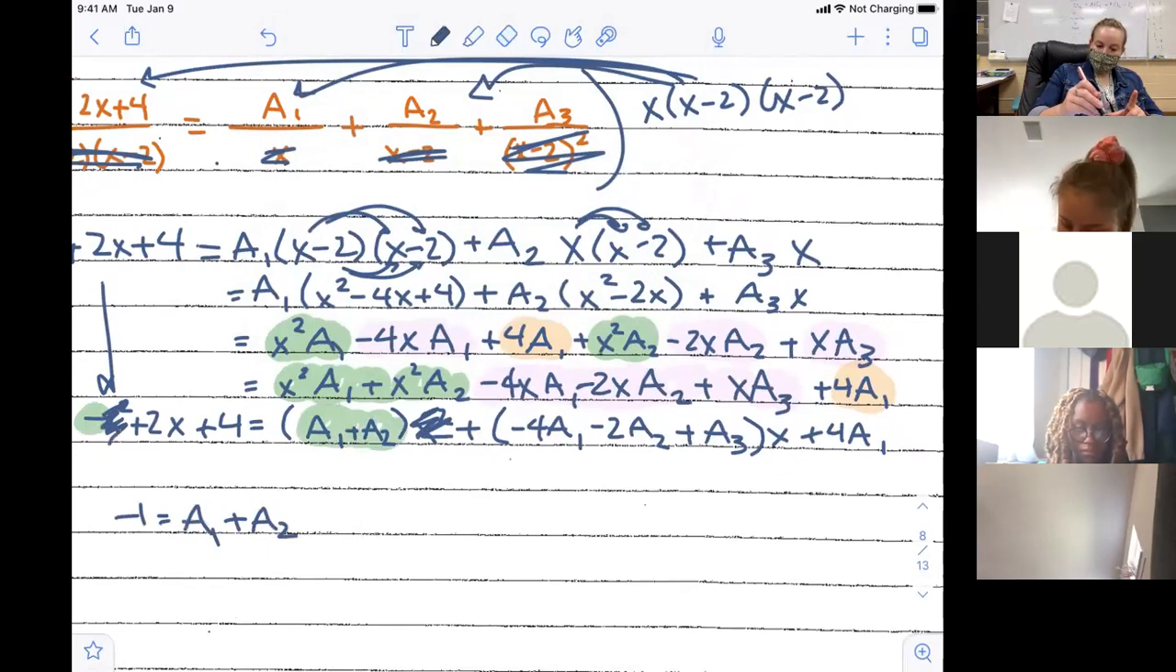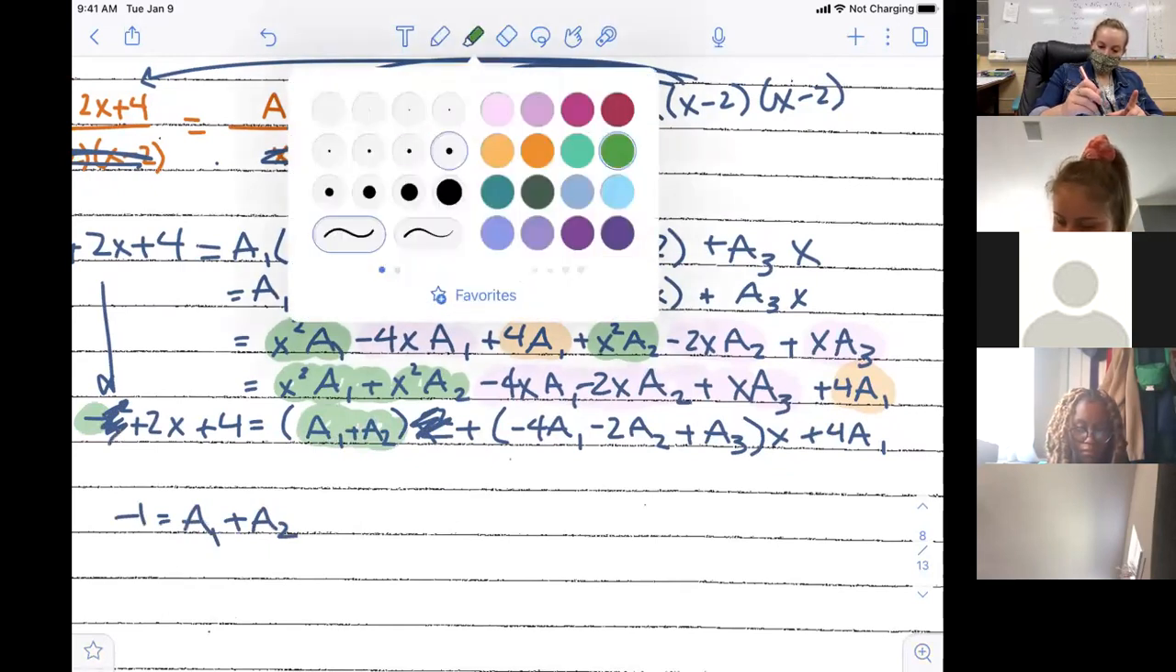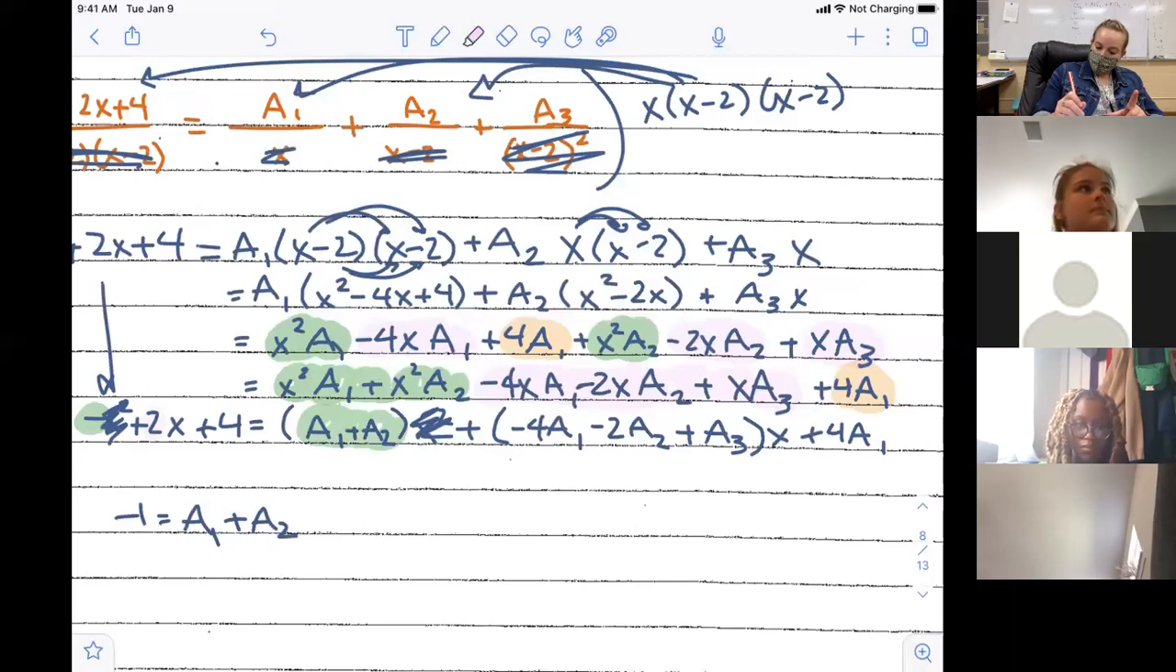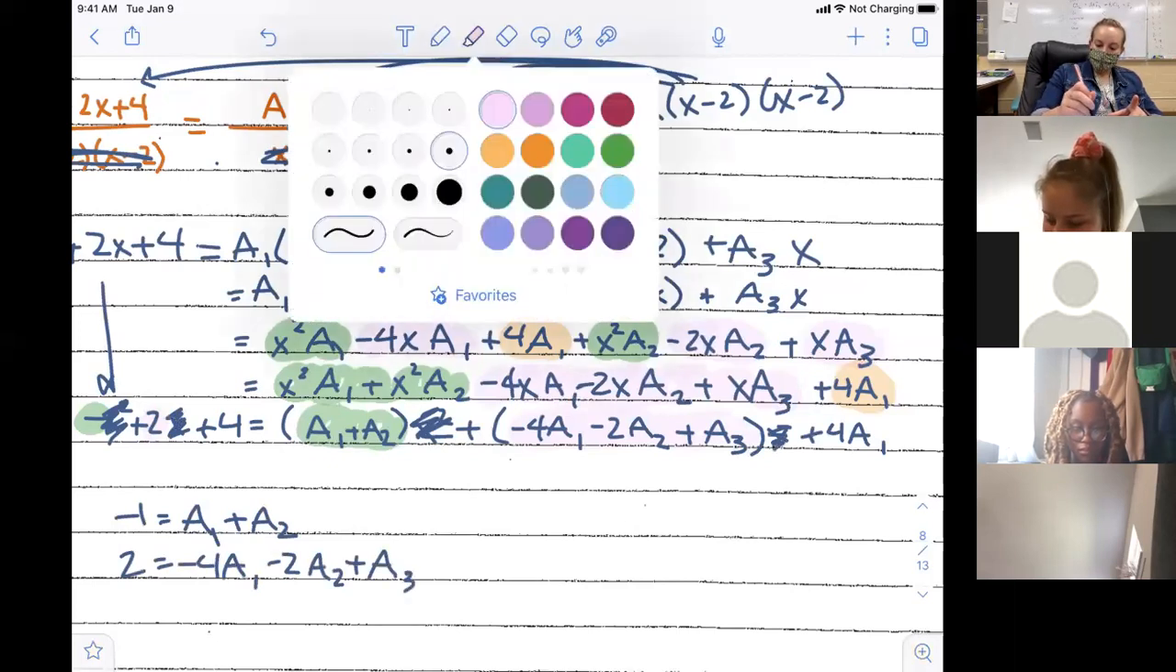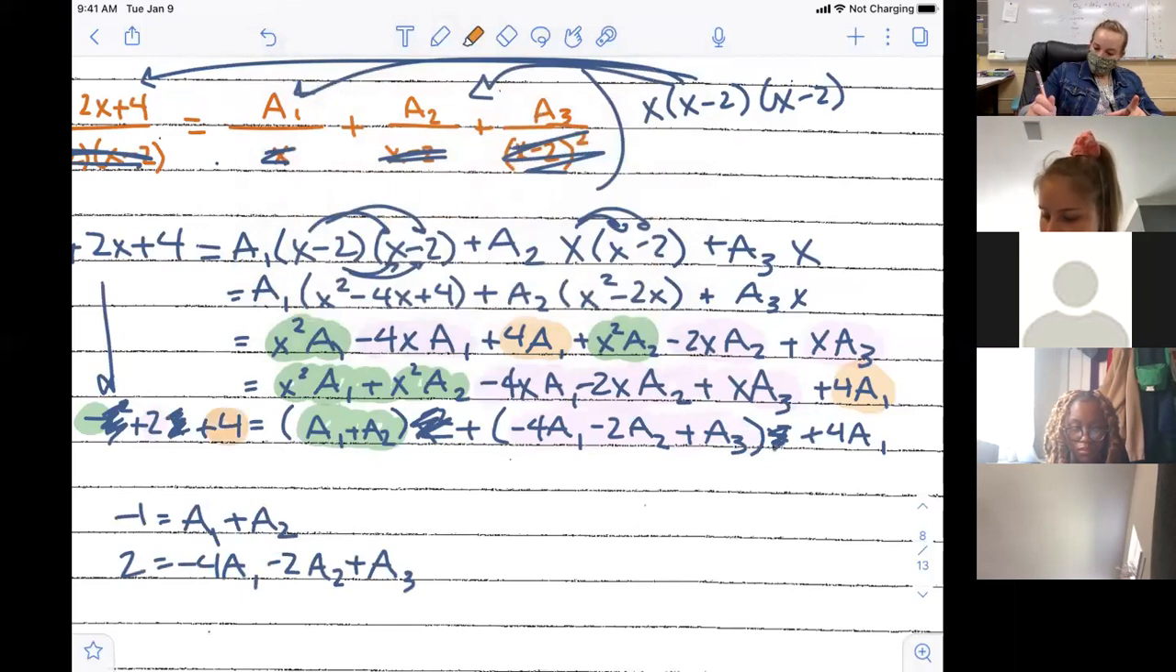Then I'm going to do my x's. Again, I'll lose my x's. But I'm going to do 2 equals negative 4a1 minus 2a2 plus a3. These are x's. And then last, I'm going to do my constant, which is going to be 4 equals 4a1.